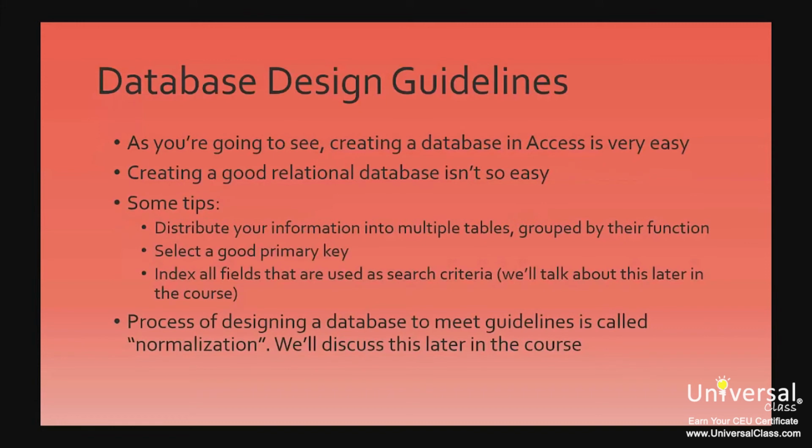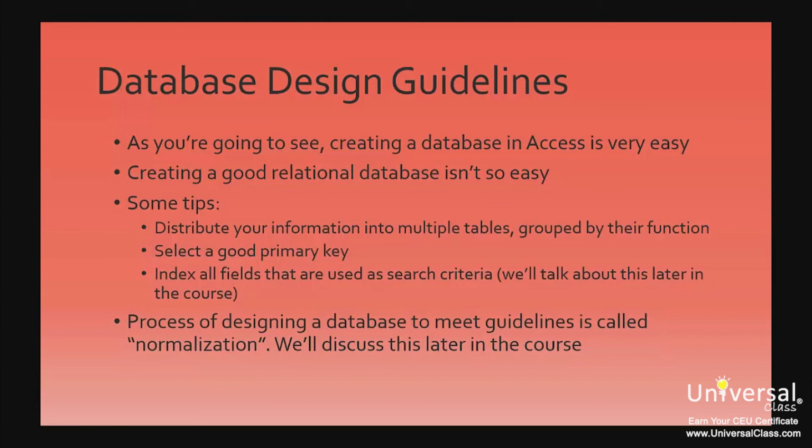As you're going to see, creating a database in Access is very easy to do. However, creating a good relational database that performs well isn't so easy. Here are some tips to help you. Distribute information in multiple tables. This way, as your database grows, your efficiency isn't reduced. If you want to make a database of books, for example, don't list all the information about books in one table. Instead, create a few, some for author and genre and so on.